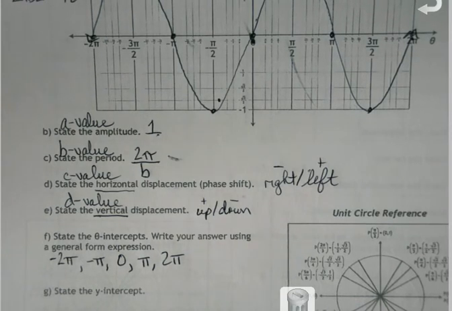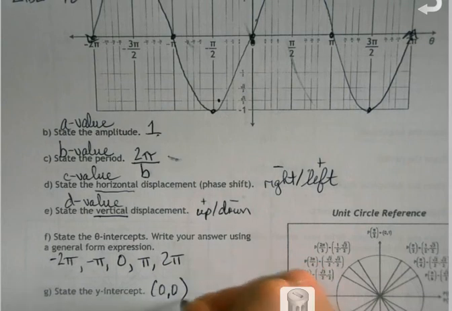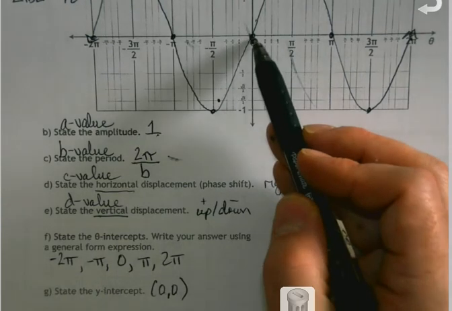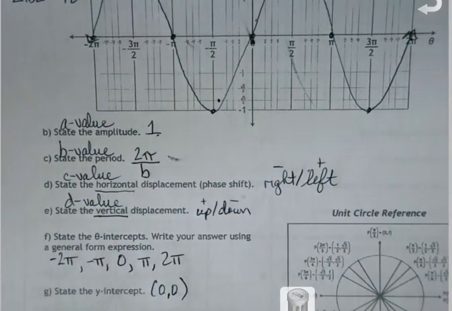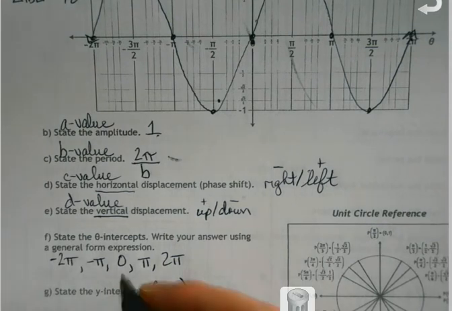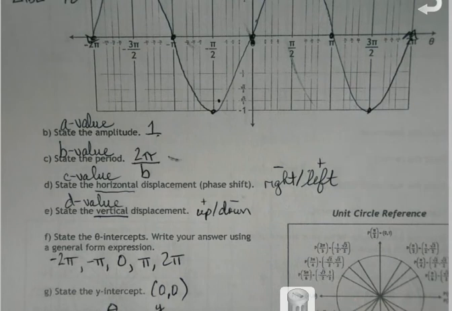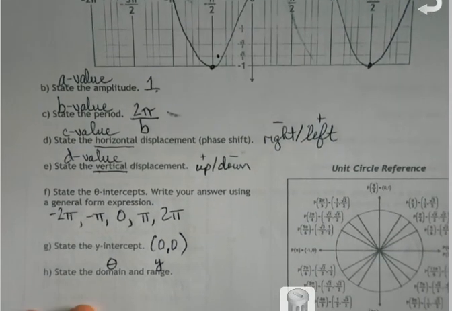Y-intercept, still the same thing. Where does the graph cross the y-axis? 0, in this case, right there. So no big deal with that. And then domain and range are still going to be the same. The domain is going to be my theta values, and the range is still going to be my y values.